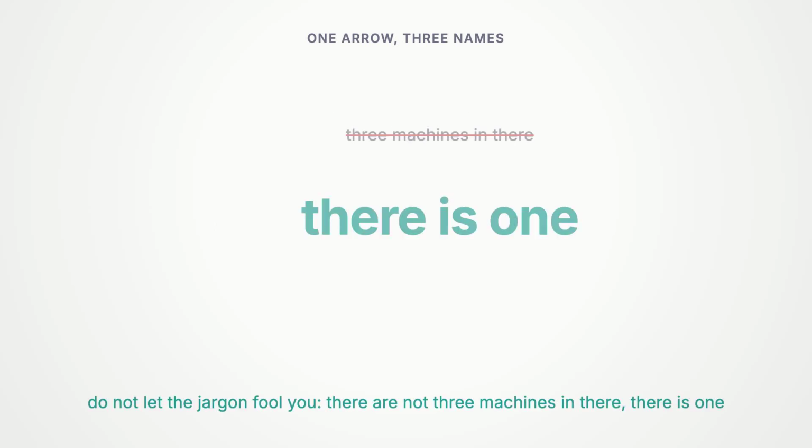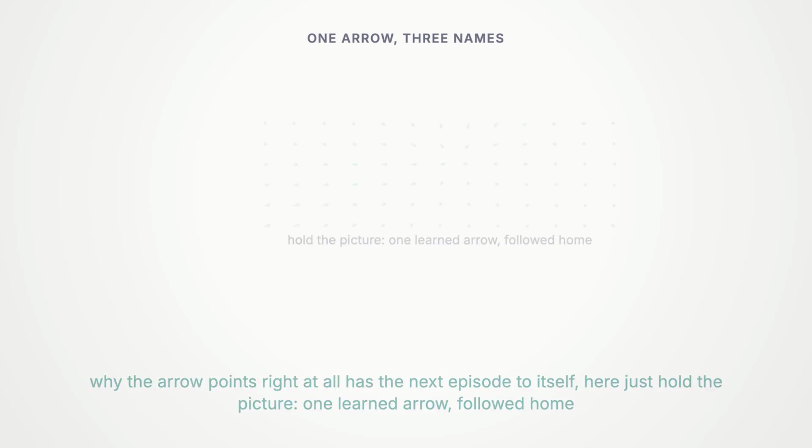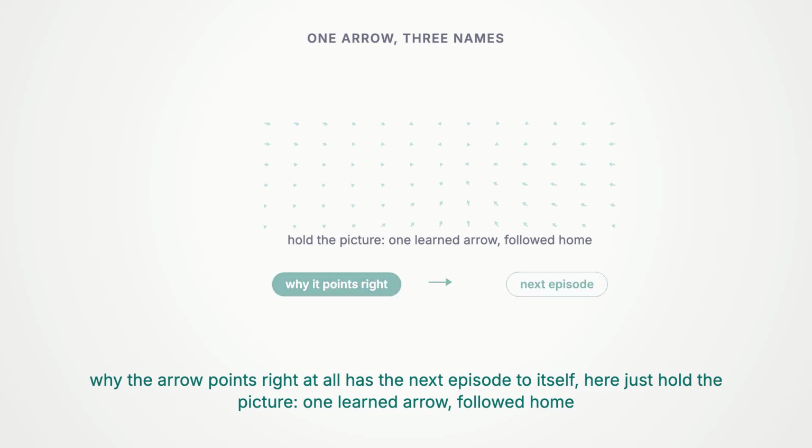Do not let the jargon fool you into thinking there are three machines in there. There is one. Why the arrow even points the right way and why following it from static actually lands on a face is its own beautiful story, and it has the next episode all to itself. Here, just hold the picture. One learned arrow followed home.